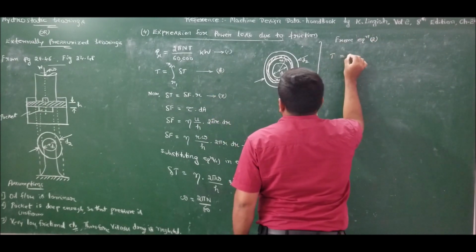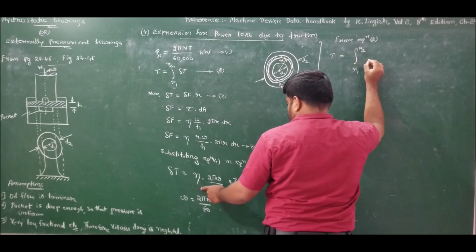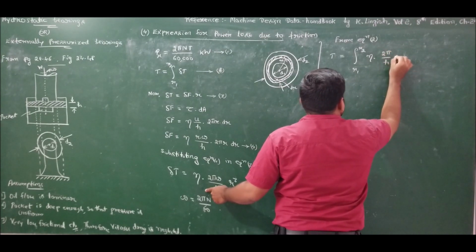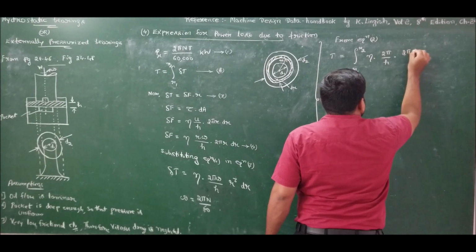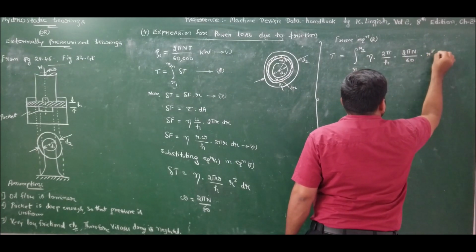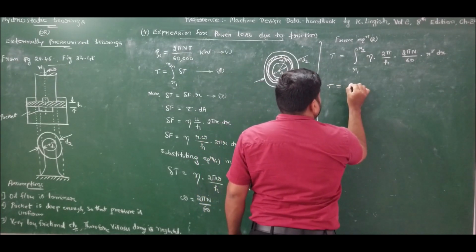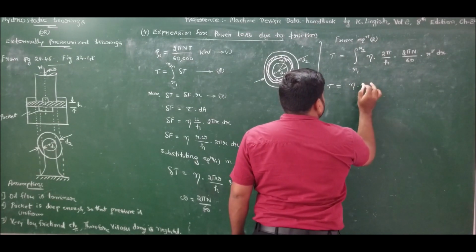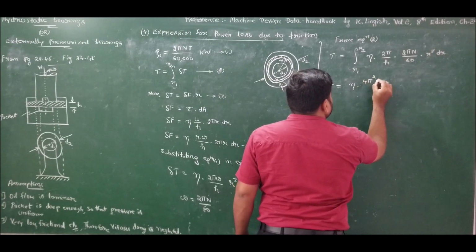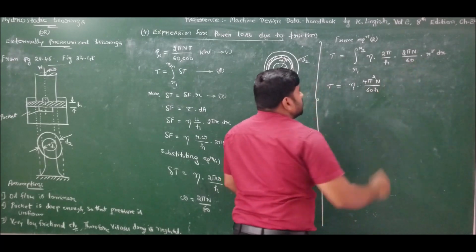I'll get the torque. Torque is equal to the integral from R1 to R2 of eta times 2 pi by H into omega, which is 2 pi n by 60, into R cube dr. So therefore I'll get the torque as eta times 4 pi square n by 60h into the integral of R cube dr.